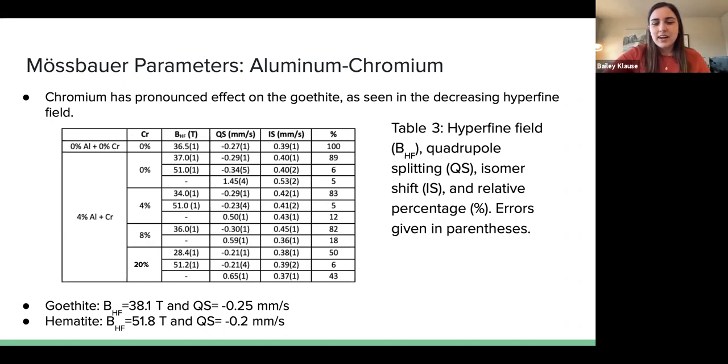And then also you can see that with the increasing chromium, we are making more and more of these non-goethite phases. One important thing to note here is that if you remember back to the 24% aluminum samples, we didn't have any goethite, and here we do still have some goethite, which means that maybe the chromium does not affect the particle size as much as aluminum does.